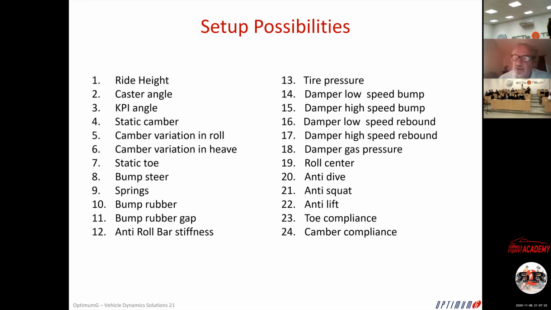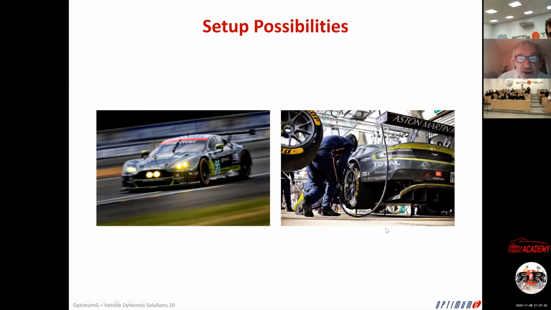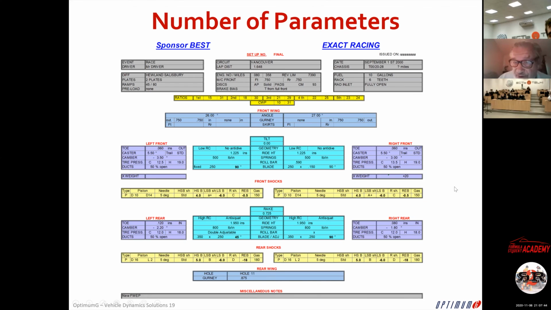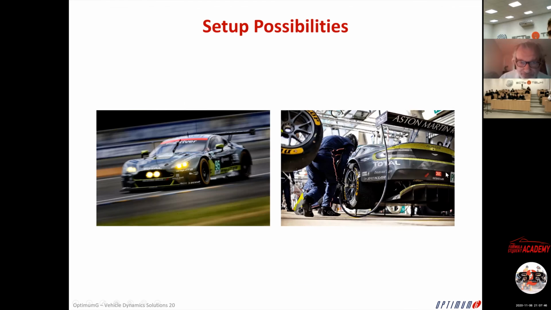Caster, I'm giving you, I don't know, 6, 8, and 10 degrees on the front. And I change also the caster on the rear. So you have 9 possibilities of caster, correct? So 9 by 9, you already have 81. And I'm going to choose 24 possibilities. And you agree with me that you have much more than 24 parameters that you can change there.